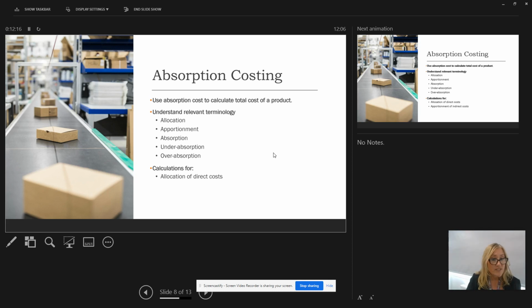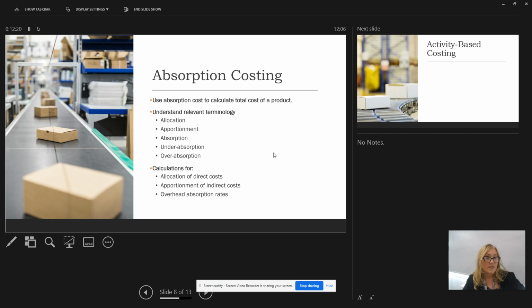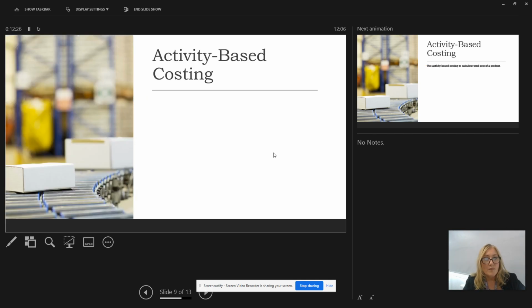So you need to be able to do calculations to allocate and apportion costs. You need to calculate those overhead absorption rates and be able to apply them to units of output. I'm not going to go over any of that in any detail. I will try and record some separate videos on those topics.